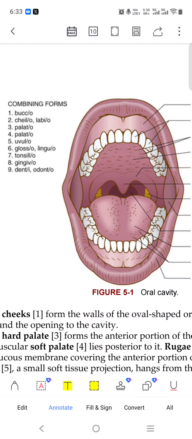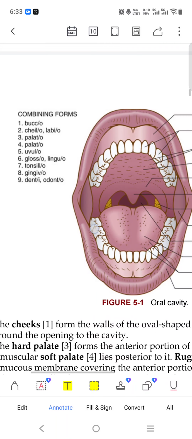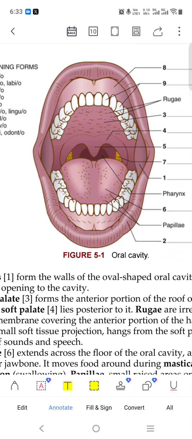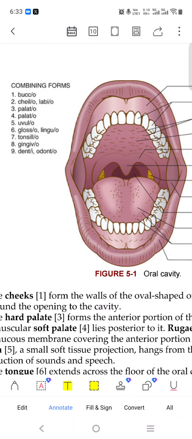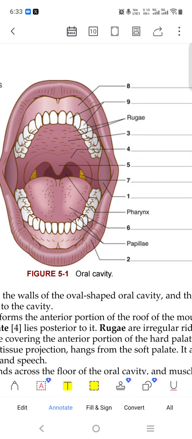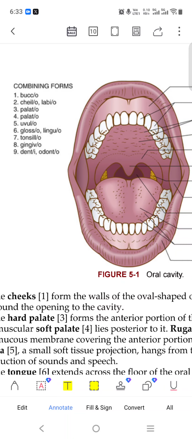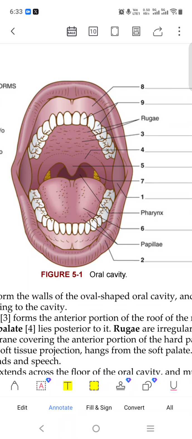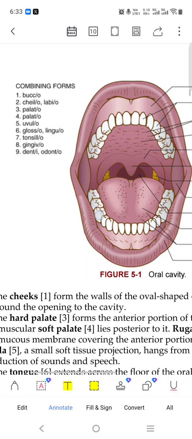In this you can see the first number is bucco, spelled with a double C. Bucco means buccal. Second is cheilo or labio. This is the lip area. Third is palato. Palato means the roof of the inside of our mouth, the top upside portion.